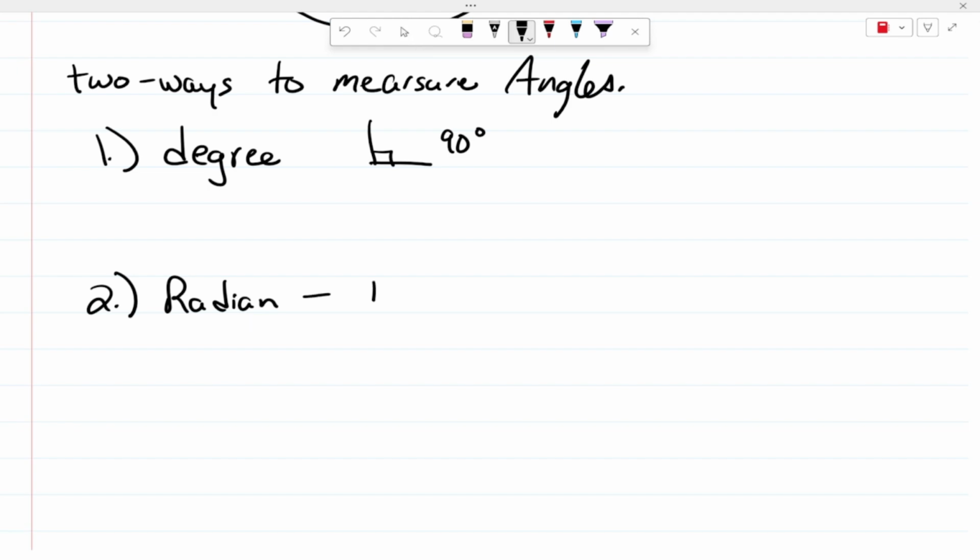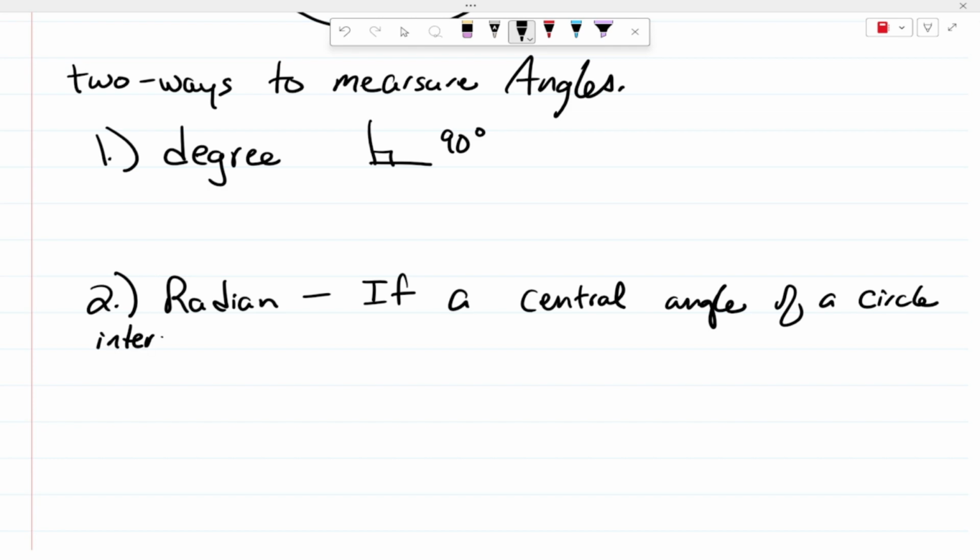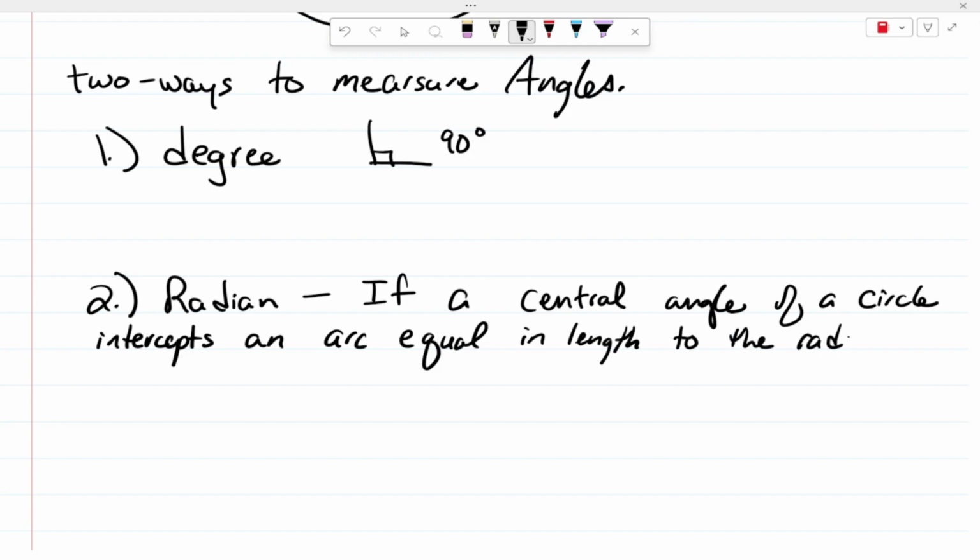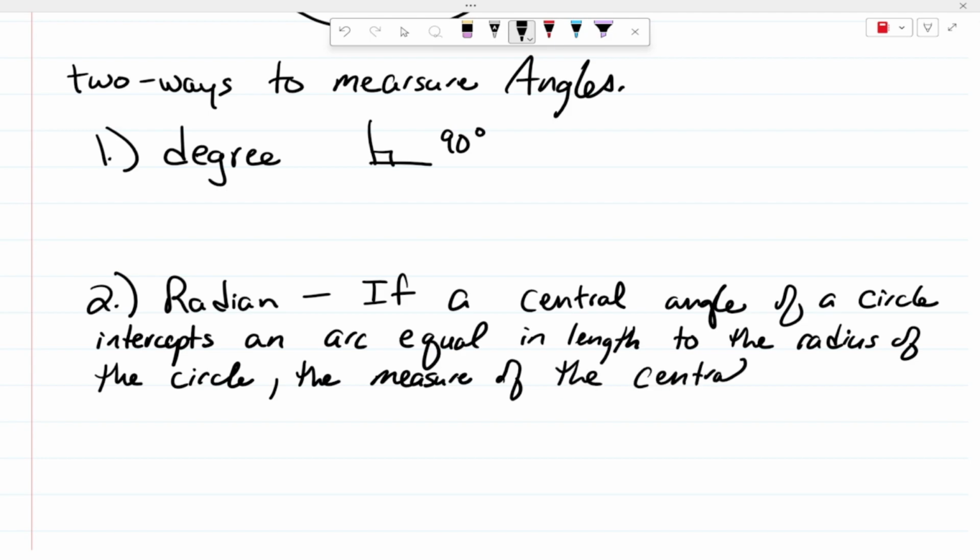Okay, so we need to define what a radian is. So if a central angle of a circle intercepts an arc equal in length to the radius of the circle, the measure of the central angle is defined as 1 radian.